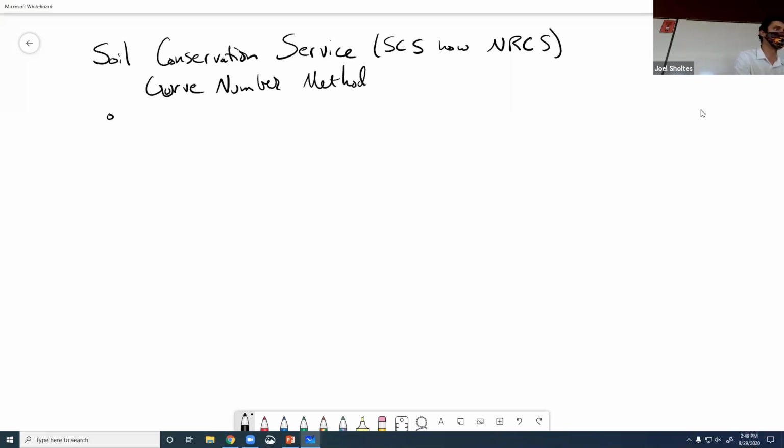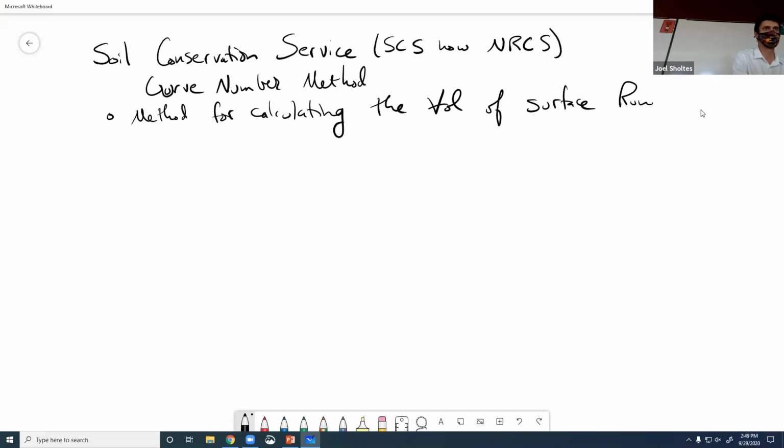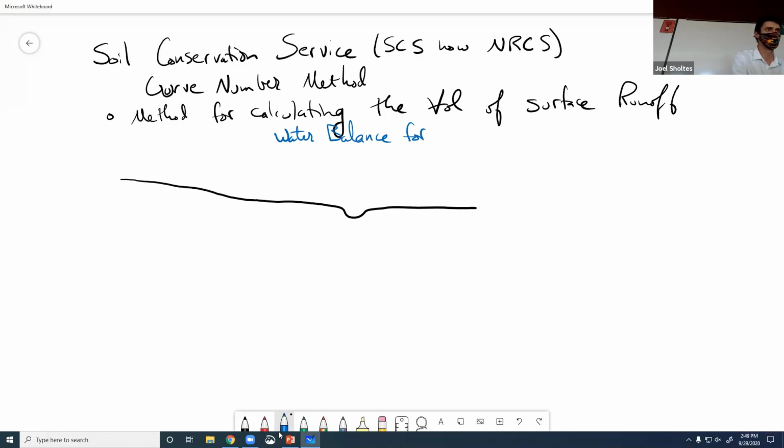And what this ultimately is, is a method for calculating the volume of surface runoff. I'm going to draw a lot of these guys, so get ready for them. So the overall water balance, and this is going to be the water balance for a storm event. And so that means we're not going to account for evapotranspiration. We're going to say that evapotranspiration is going to be negligible over a multi-hour storm event, okay?